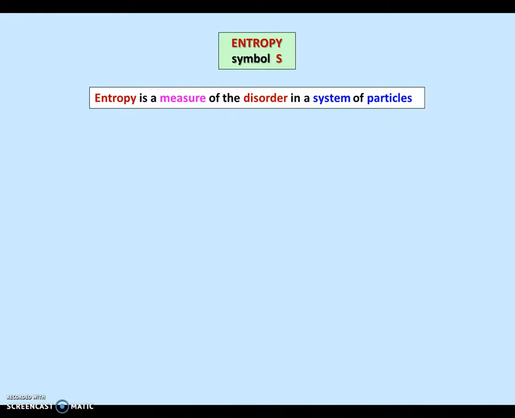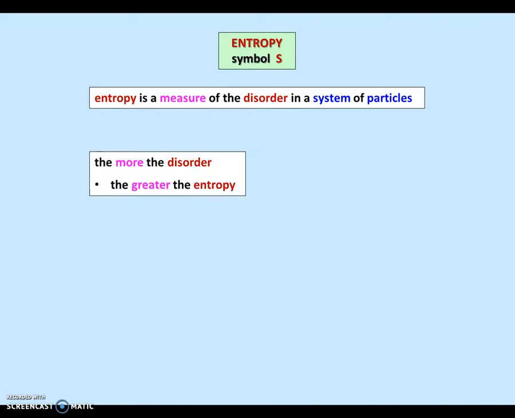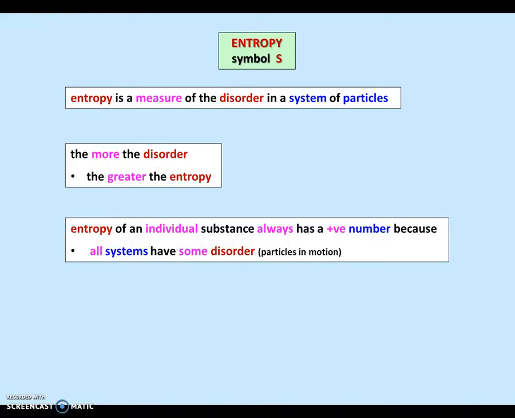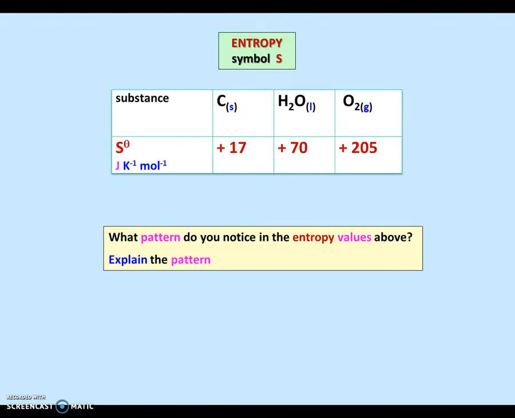Entropy is a measure of disorder in a system of particles. The more the disorder, the greater the entropy. The entropy of an individual substance always has a positive number because all systems have some disorder. All particles are in motion. It's only when you get down to absolute zero, minus 273 degrees Celsius, that there will be no entropy. But all particles that we are dealing with will have a positive entropy.